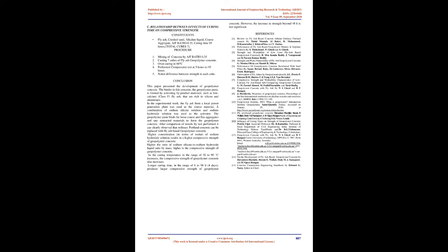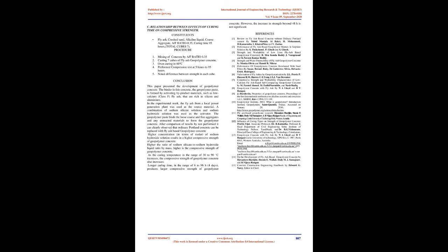Methodology: a water to geopolymer solid ratio test. Constituents. Conclusion. This paper presented the development of geopolymer concrete. The binder in this concrete, the geopolymer paste, is formed by activating byproduct materials, such as low calcium, class F, fly ash, that are rich in silicon and aluminium. In the experimental work, the fly ash from a local power generation plant was used as the source material. A combination of sodium silicate solution and sodium hydroxide solution was used as the activator. The geopolymer paste binds the loose, coarse and fine aggregates and any unreacted materials to form the geopolymer concrete.